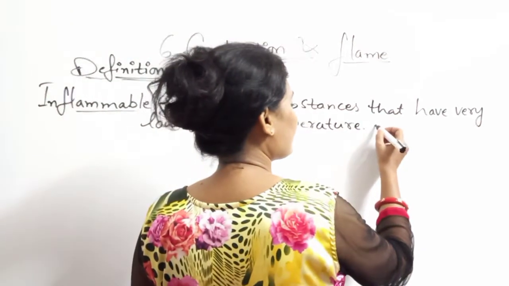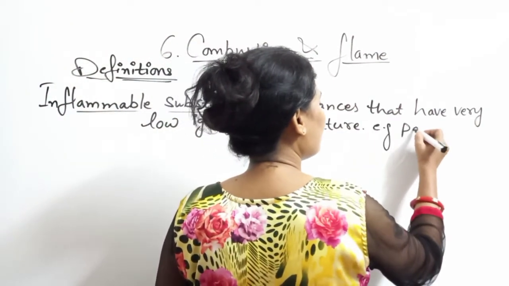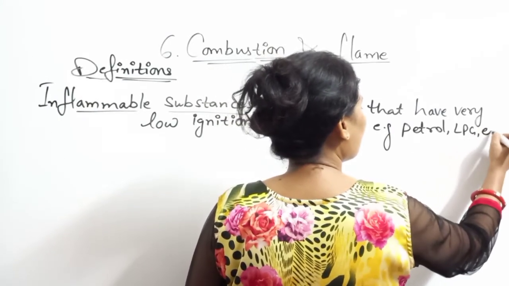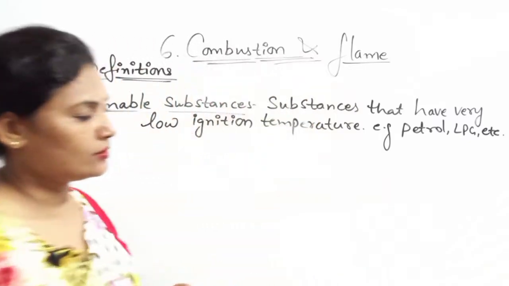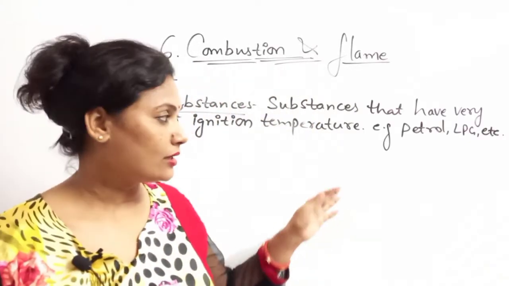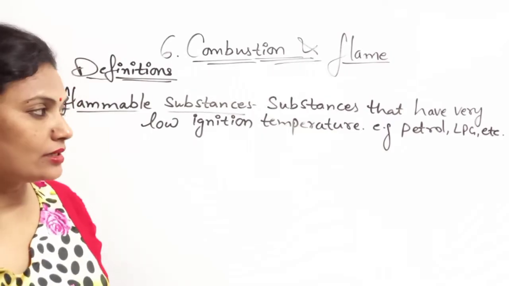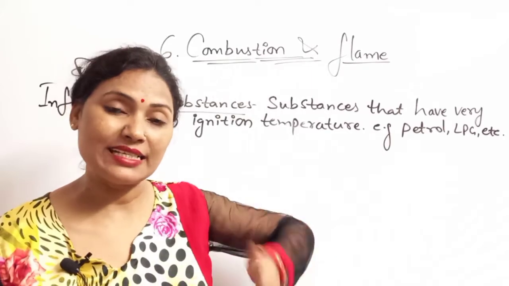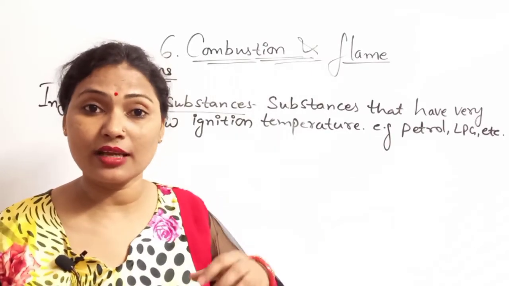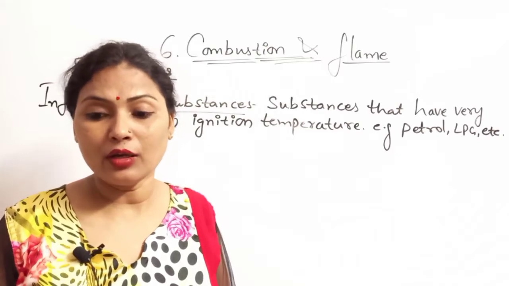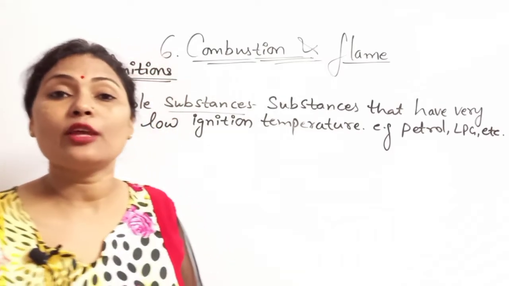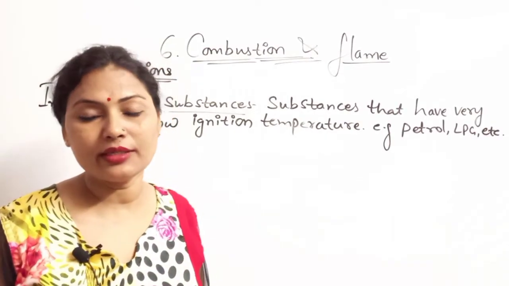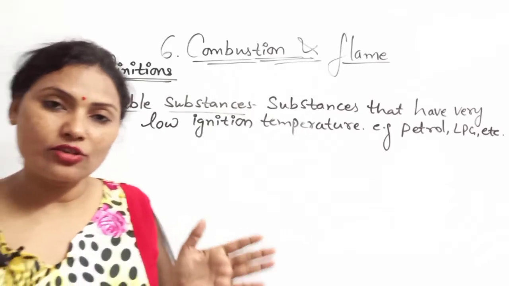For example, petrol, LPG, kerosene, these are the different inflammable substances. Now, coal is not inflammable. We can say petrol, LPG, kerosene, diesel, these are the inflammable substances because their ignition temperature is very low. Okay, and phosphorus, it can burn by itself. Sodium also can burn by itself in combination with air.